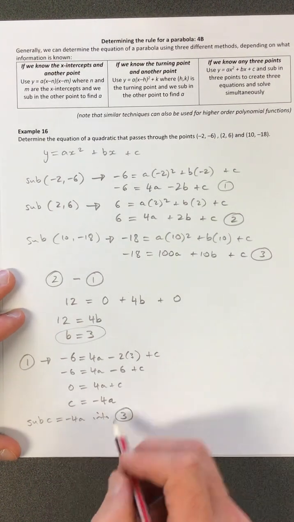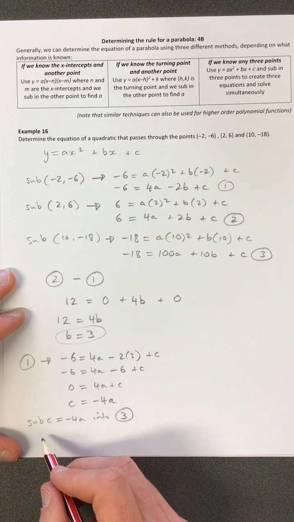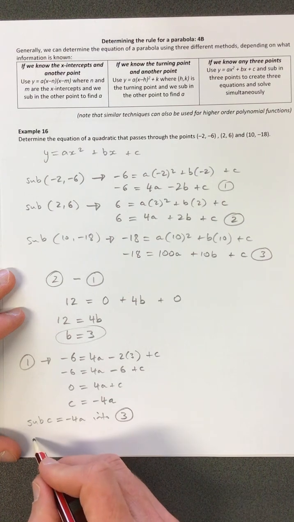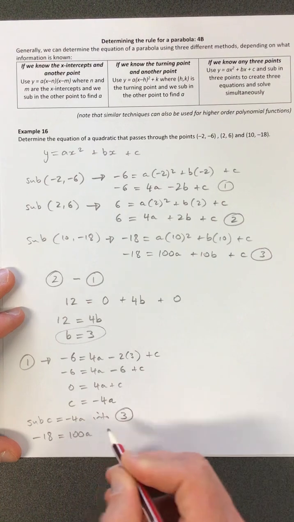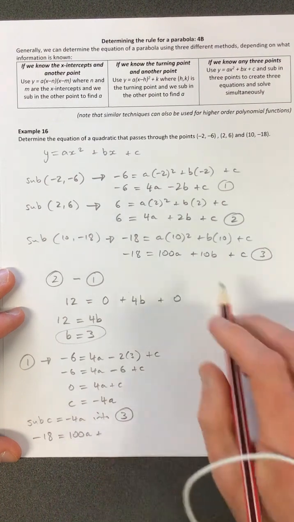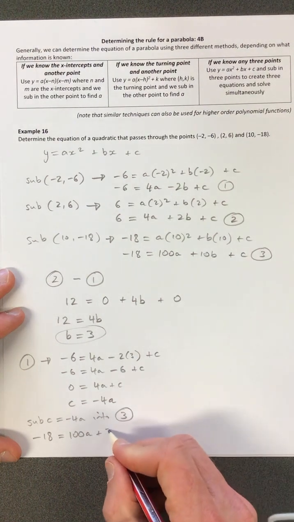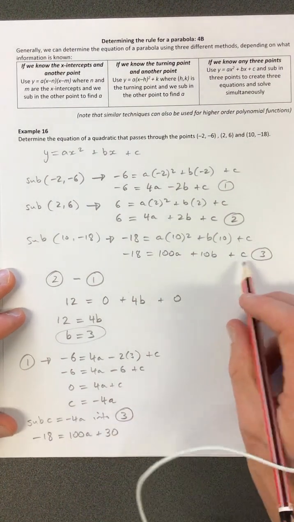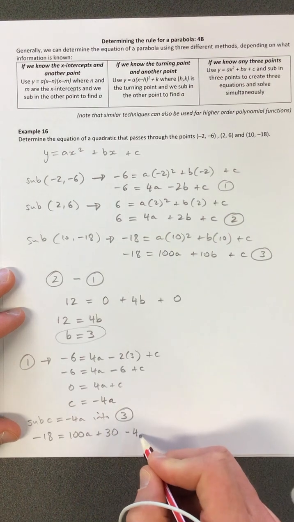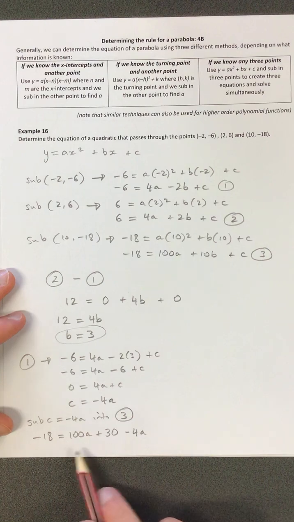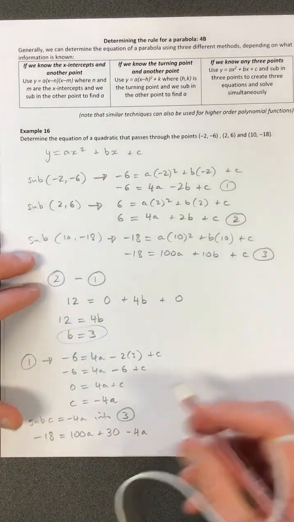And that gives us, actually, why did I use equation 3? That's right, let's go with it. Negative 18 equals 100A plus, now again it's 10B, but we know that B is equal to 3, so that term becomes 30. And we've got plus C at the end, but actually that's going to be minus 4A. So instead of writing plus C, we're going to write minus 4A. And now this equation just has A's in it. I don't know why I chose this equation, it's got the bigger numbers in it, but anyway, we'll make it work.